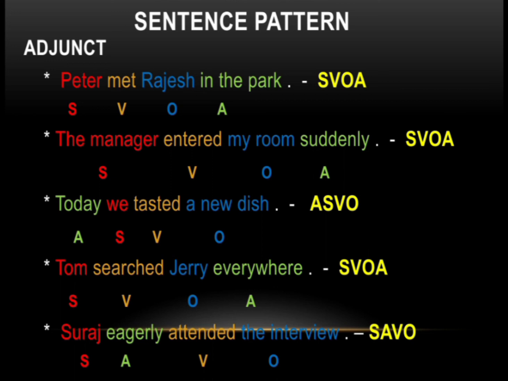Object is of two types. One is the direct object and the other is the indirect object. Direct object answers the question what or whom. Indirect object answers the question to whom. Complement completes a sentence and adjunct answers the questions when, why, where and how.